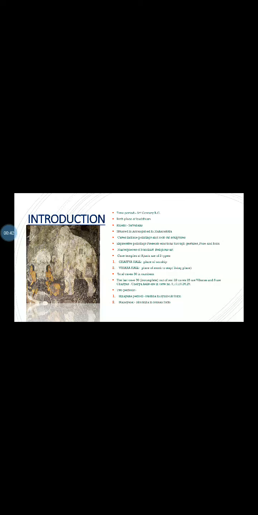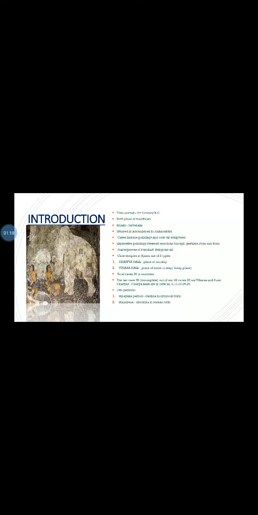We found paintings and rock cut sculptures in Ajanta. We found expressive paintings which present emotions through gestures, poses, and form. What we find in Ajanta is a masterpiece of Buddhist religious art, and there are two types of Ajanta cave temples. One is the Chaitya halls, known as the place of worship, and the other is the Vihara hall, the place for monks to stay, which is the living place.